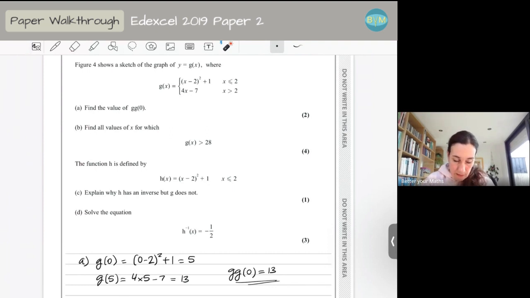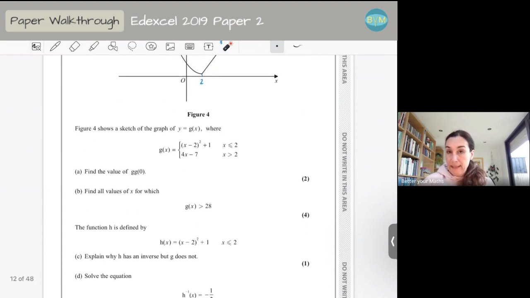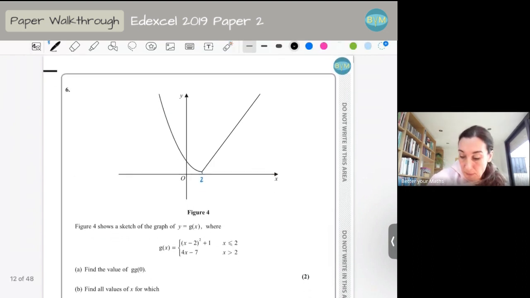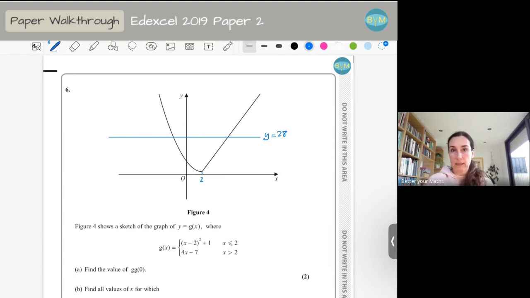Then find all the values of x for which g(x) is greater than 28. They have given you a graph. I think the graphs in general help us to see what we are doing. So g(x) is this function. This function is going to be greater than 28 when it's above a line that is y equals 28. Imagine this is a horizontal line at 28. Above that, my function g(x) is going to be greater than 28.